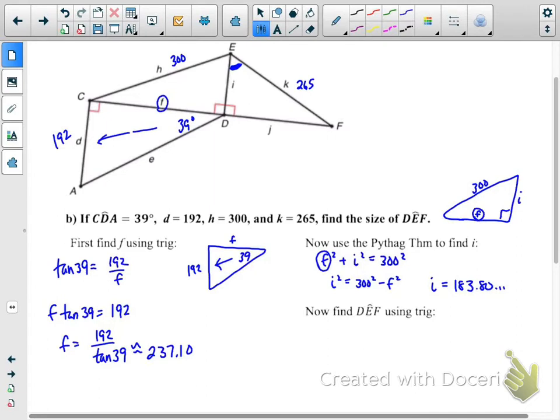Okay. Well, now that I know I, I'm looking for this angle up here, and 265. I can use trig. I can use an inverse to find that theta. I know what I is, so that's going to be my adjacent and my hypotenuse. So the cosine of theta is equal to I, which I know, divided by 265.